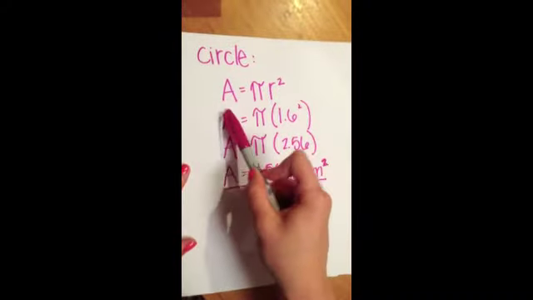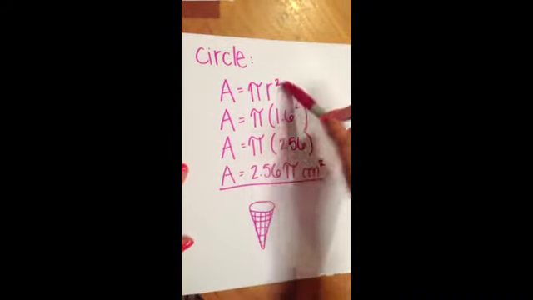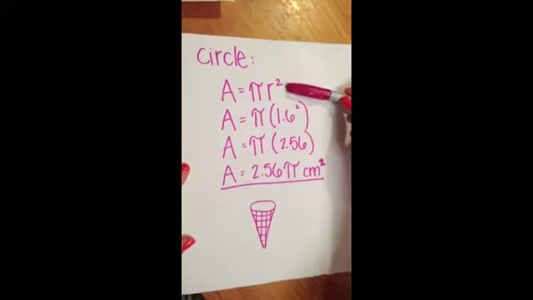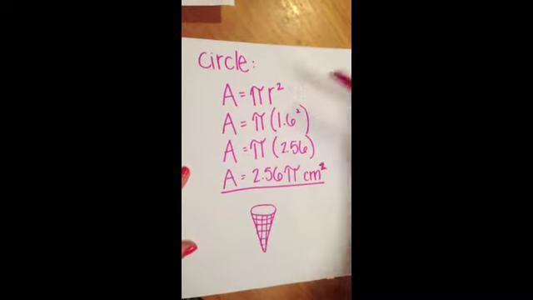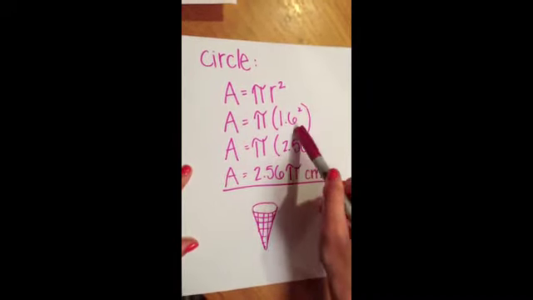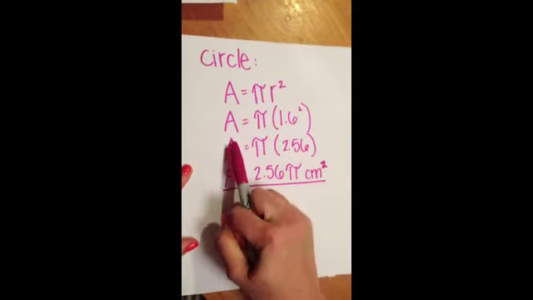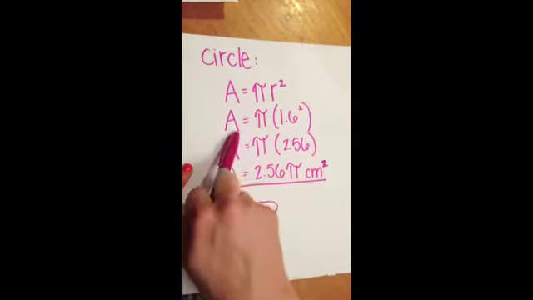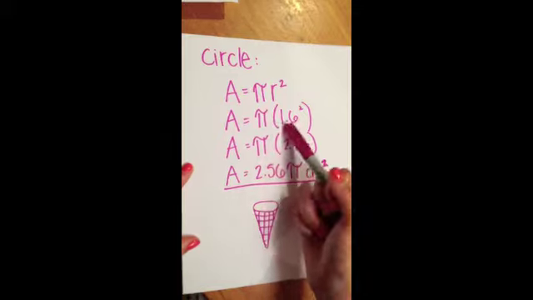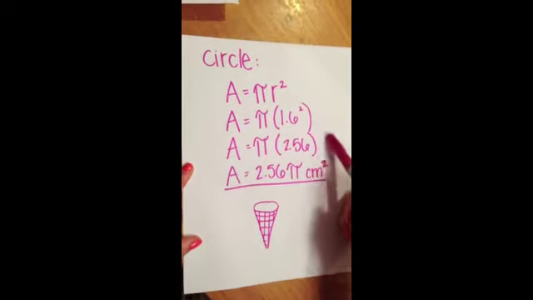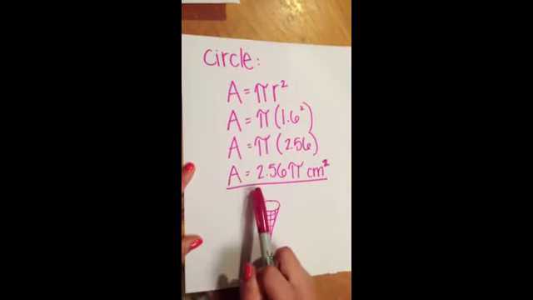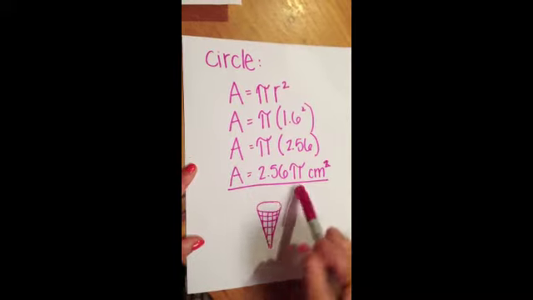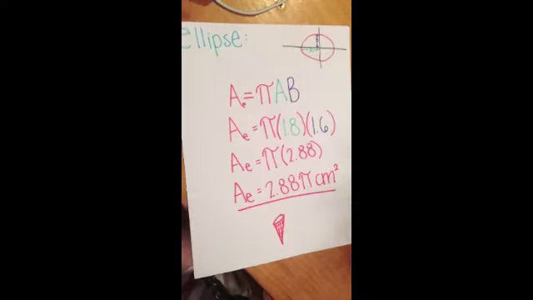The area of a circle is pi times radius squared. In this case, the radius of the circular ice cream surface was 1.6. So the formula would be area equals pi times 1.6 squared. This comes down to area equals 2.56 pi centimeters squared.